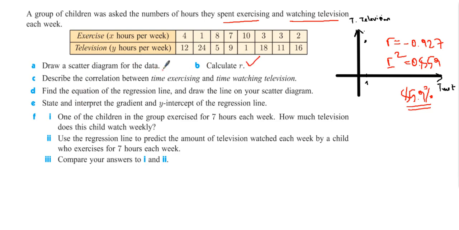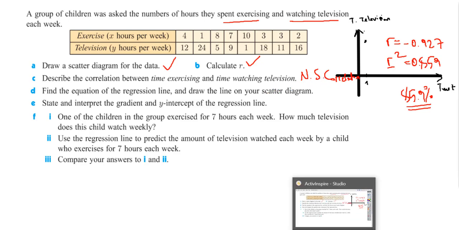So here we did it. We drew the scatter diagram, calculated, and described the correlation between the times. So we described it: it's a negative, strong correlation. I will be short. Find the equation of the regression line and draw the line on your scatter diagram.